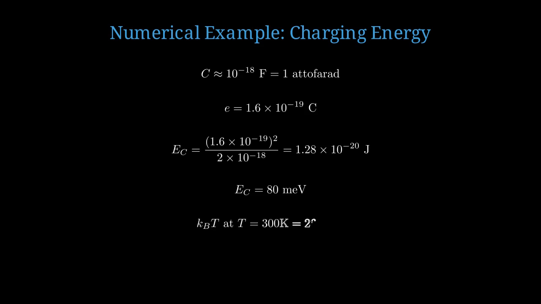At room temperature, which is 300 Kelvin, the thermal energy k_B T is only 26 millielectron volts. Since the charging energy is about 3 times the thermal energy, we need to cool the device to very low temperatures, typically below 10 Kelvin, for clear Coulomb blockade behavior.